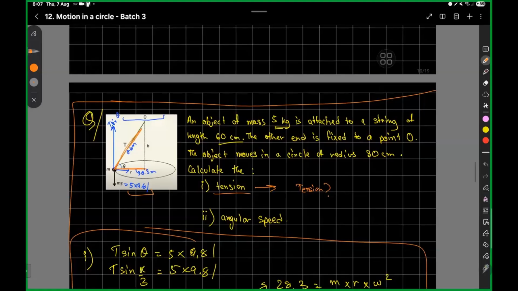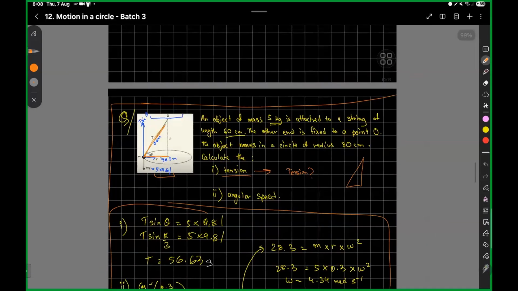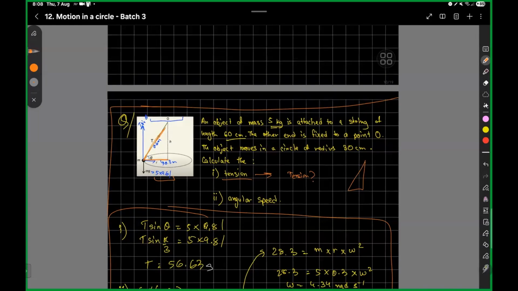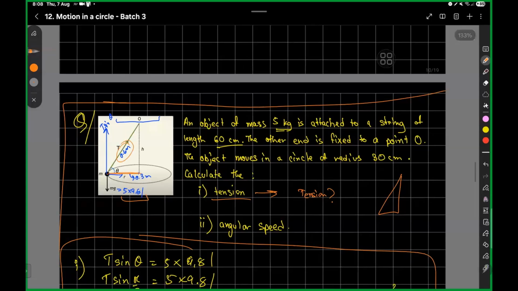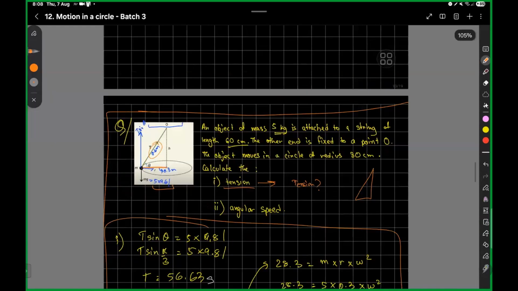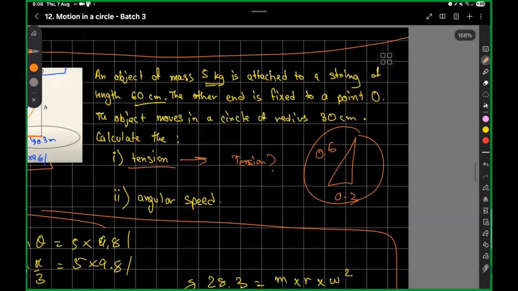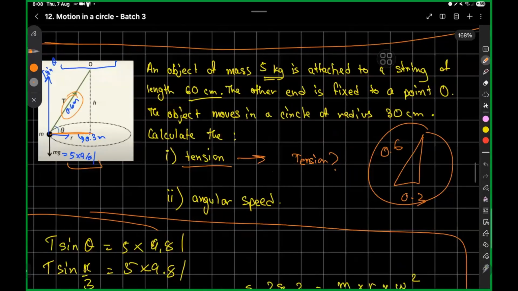Let's work with this triangle. I have a simple triangle. In this case, you have 0.6, wait, this part is wrong. This 0.6 is 60 centimeters, yeah, that's correct. If you convert into meters, that's 0.6. Perfect, 0.6 and 0.3. So now can you use this to find out theta? Using this, you can directly find this theta, right?